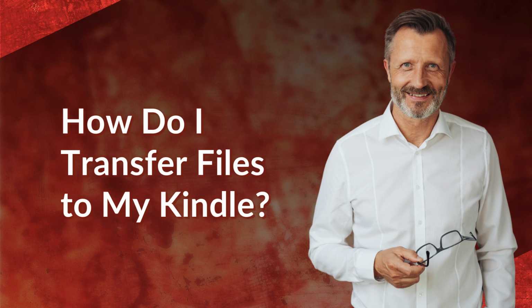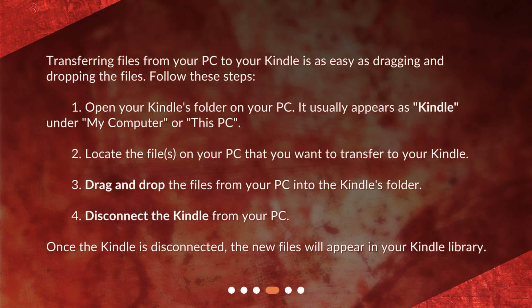How do I transfer files to my Kindle? Transferring files from your PC to your Kindle is as easy as dragging and dropping the files. Follow these steps. 1. Open your Kindle's folder on your PC. It usually appears as Kindle under My Computer or This PC. 2. Locate the files on your PC that you want to transfer to your Kindle. 3. Drag and drop the files from your PC into the Kindle's folder. 4. Disconnect the Kindle from your PC. Once the Kindle is disconnected, the new files will appear in your Kindle library.